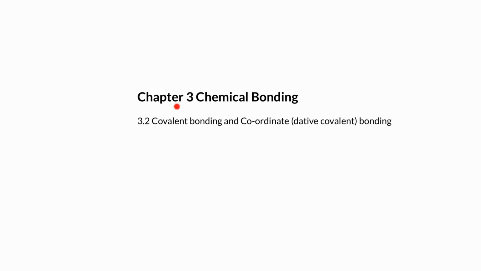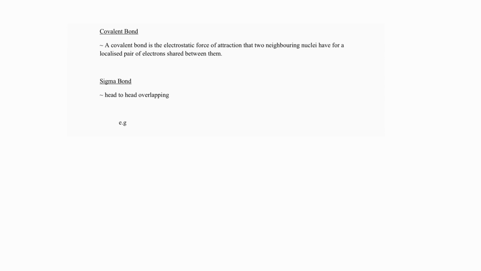Today we will talk about Chapter 3, Chemical Bonding. We will go into covalent bonding and coordinate bonding. Coordinate bond, we could also call it a dative bond or dative covalent bond. So the very first one, we will go into covalent bond.